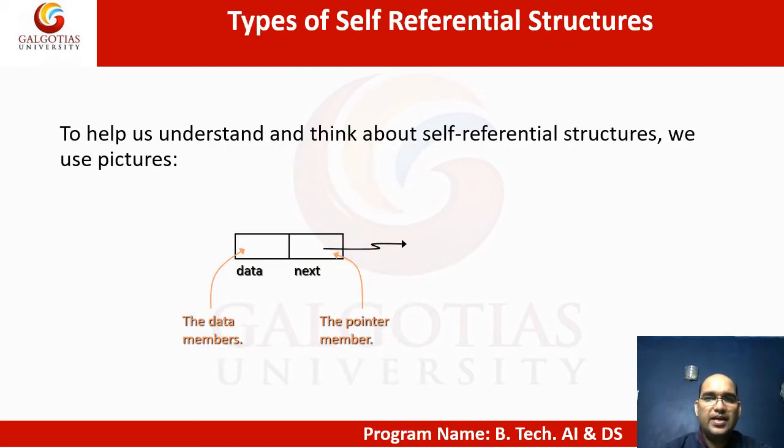Now to help us understand and think about self-referential structure, we use this picture. First you have data, as I explained in the previous one, the data member, and here you have the pointer member. What does it store? It stores the address of another structure which may be of the same type. Same type means, if I take the records of two students, A and B, then naturally the structure of both records will be the same. The values may be different. So we call that a structure of the same type. In the first structure, we are simply storing the address of the second structure.